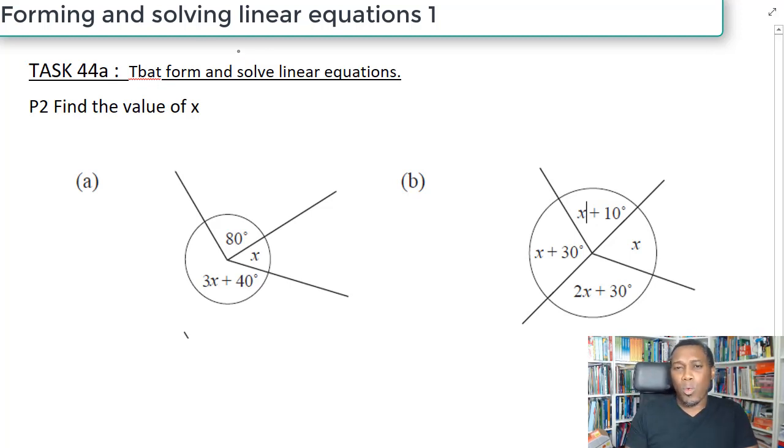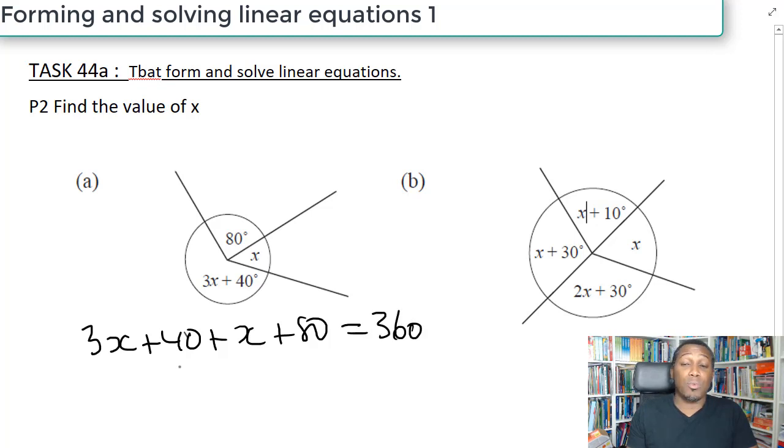Right. I'm going to quickly write the expressions just to make sure I don't write anything wrong. I do have the answers here. For the first one, you should have had 3x plus 40 plus x plus 80. Those are the 3 angles. And when I add up those 3 angles, I should get 360.